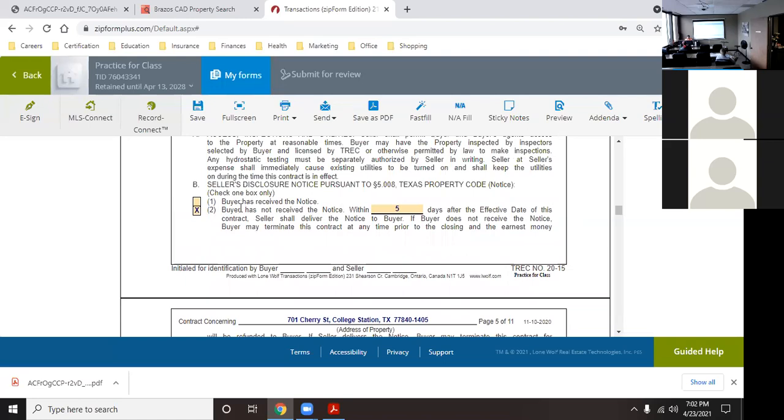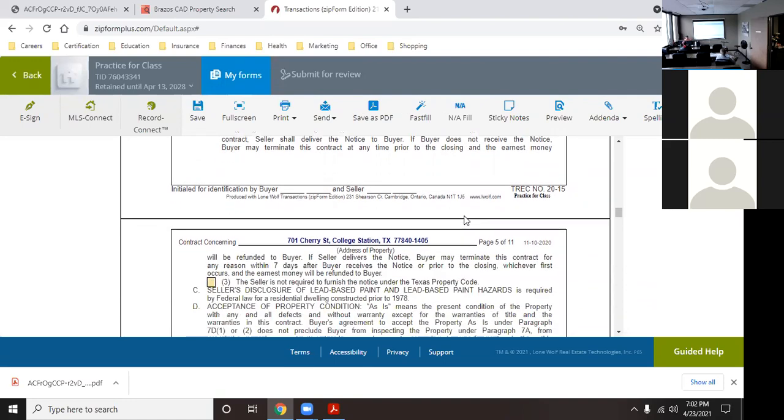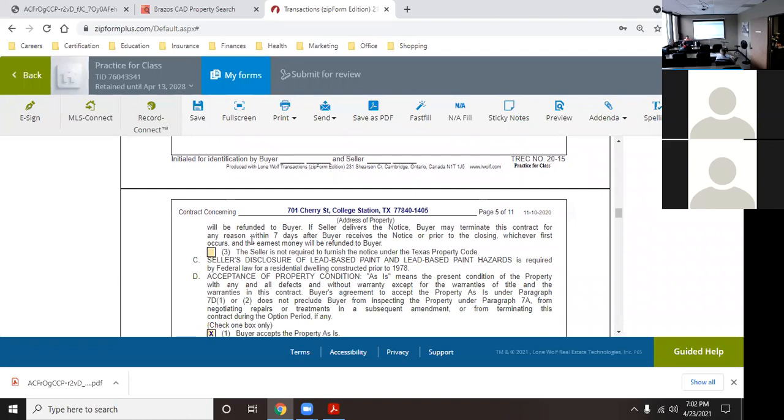The seller's disclosure. So let's say I'm buying the property, there is no notice on the MLS, or I have not received an email with a notice. If the buyer has not received a notice within 5 days after the effective date of this contract, the seller shall deliver the notice to the buyer. And then again, no matter when they get it over to me, even if they get it over to me on day 5, I then have another 7 days after I receive the notice that I can back out for any reason. So if you are a seller, make sure you have this before this contract is signed.